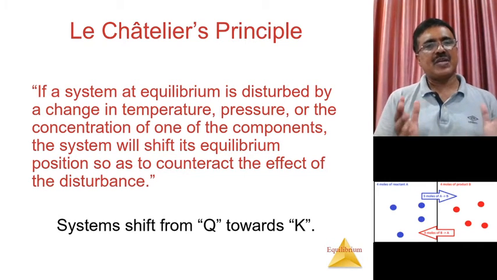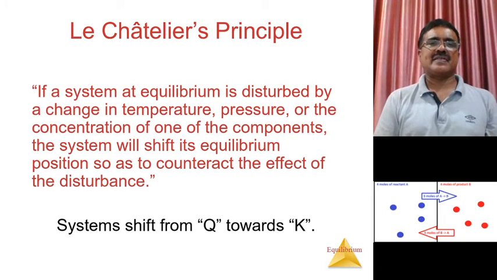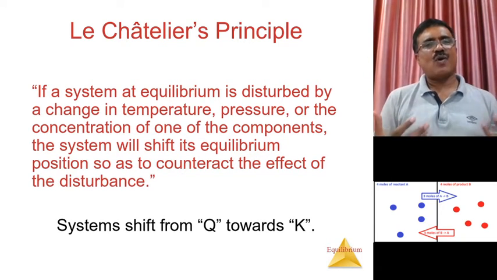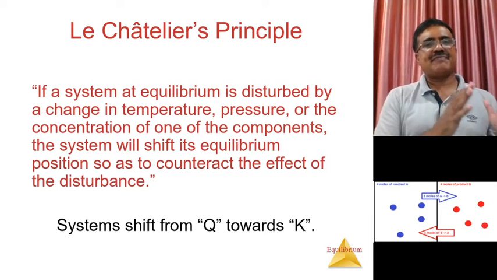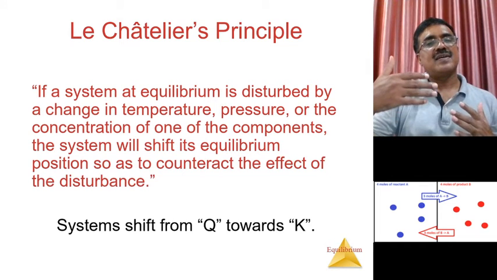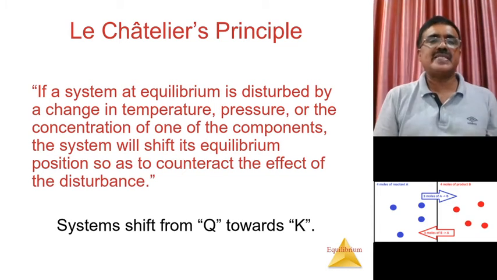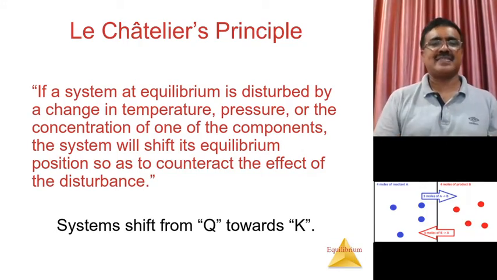Pressure. If you increase pressure, the system will try to reduce that effect. So how can it be reduced? By decreasing number of moles. So the reaction will shift in the direction where number of moles comes down when pressure is increased, so that the effect is reduced. That is it.